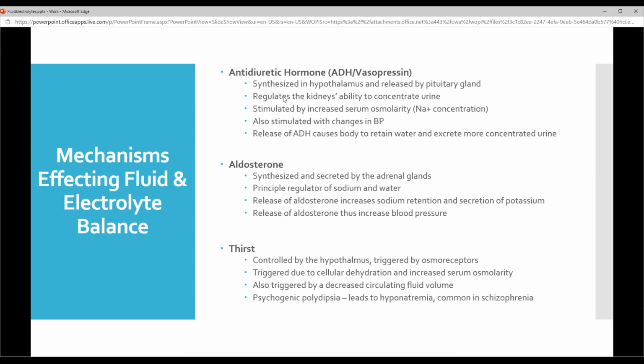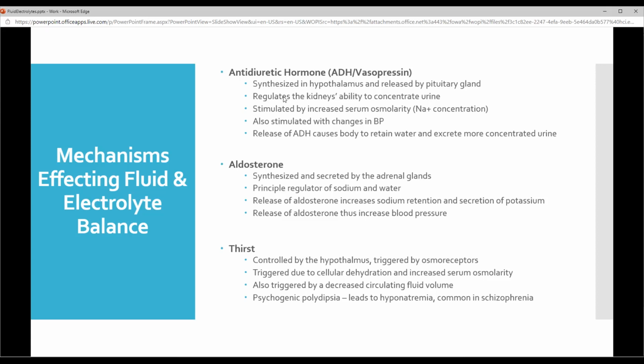Aldosterone is released in response to low blood pressure. So when my body knows, okay, the blood pressure is a little low, it's going to tell the kidneys, hey, kidneys, hold on to sodium. And with salt goes water. They ride together. So hold on to sodium, hold on to water, and help boost my blood pressure up.